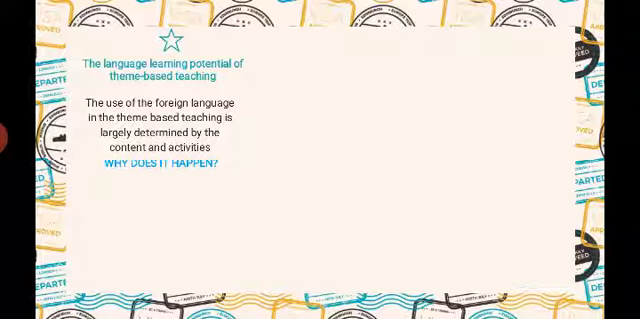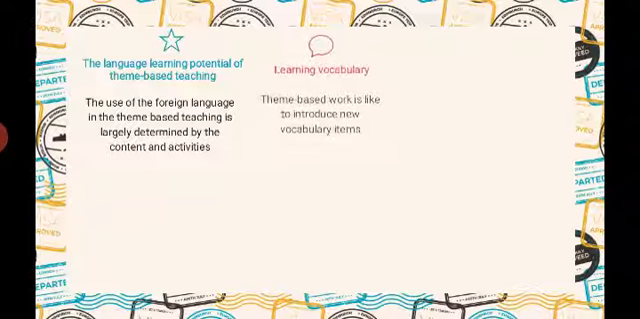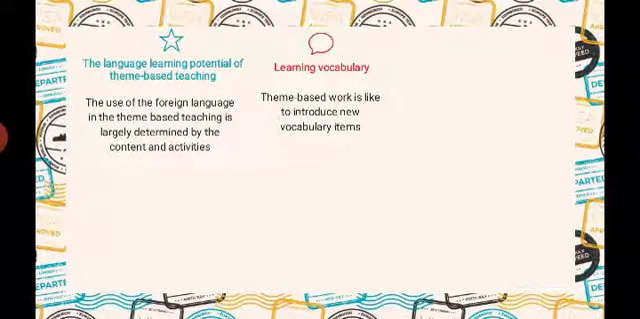And team-based teaching can help the children to progress from partial to more complete knowledge by building links and connections in the networks of children's language resources. So next we have learning vocabularies. Team-based work is likely to introduce new vocabulary items. So how may children be able to work out the meaning of vocabulary?